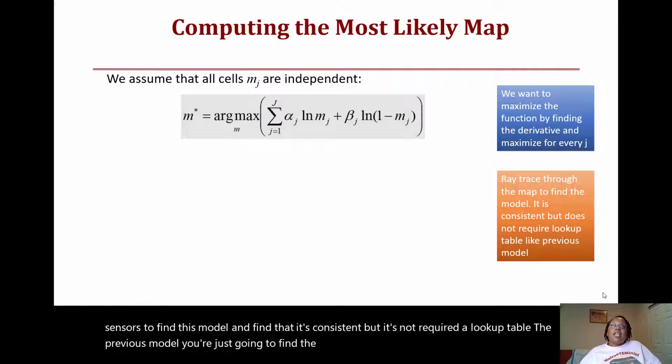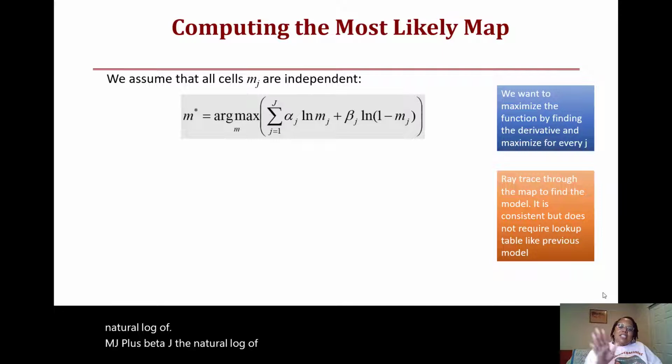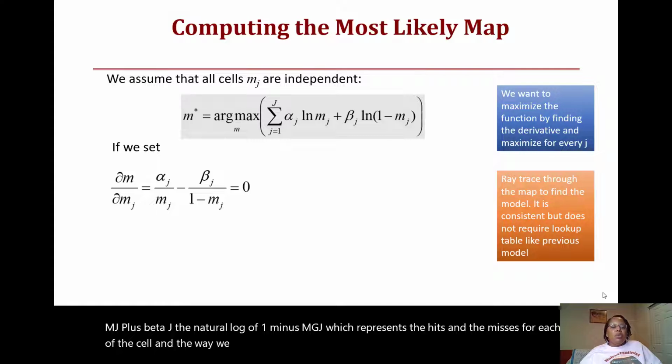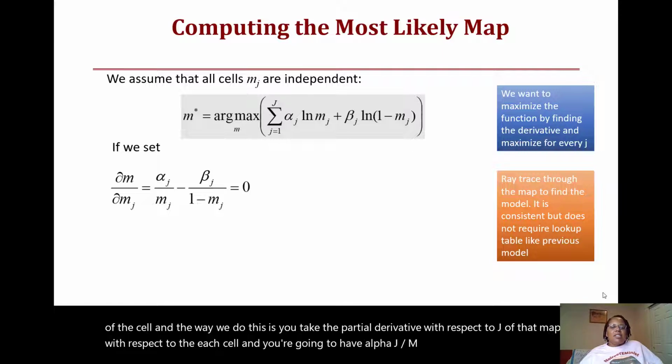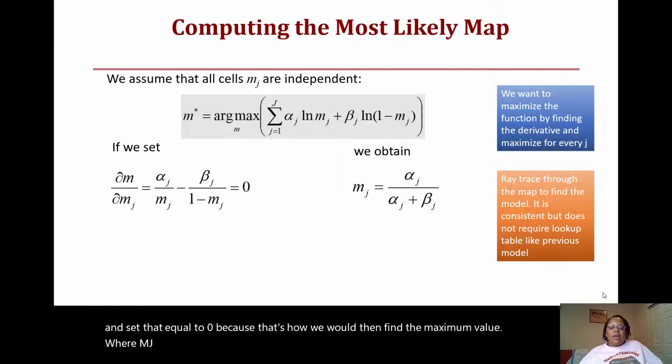So now using that M star, you want to maximize the summation over j, where j represents the location of each cell, of alpha j times the natural log of m j, plus beta j times the natural log of 1 minus m j, which represents the hits and the misses for each cell. The way we do this is you take the partial derivative with respect to each cell m j, and you're going to have alpha j over m j minus beta j over 1 minus m j, and set that equal to 0, because that's how we would then find the maximum value, where m j is equal to alpha j over alpha j plus beta j.